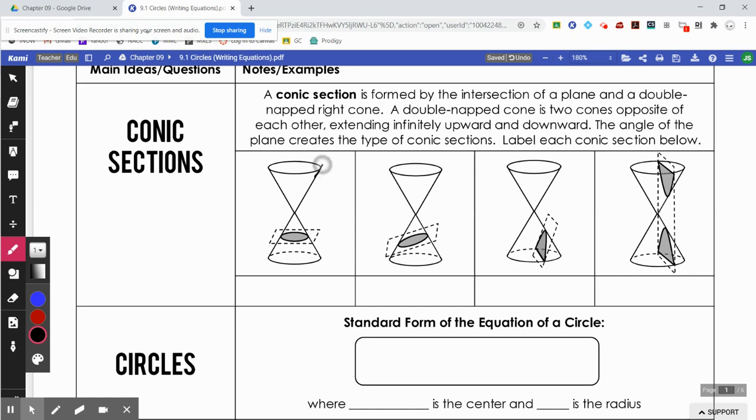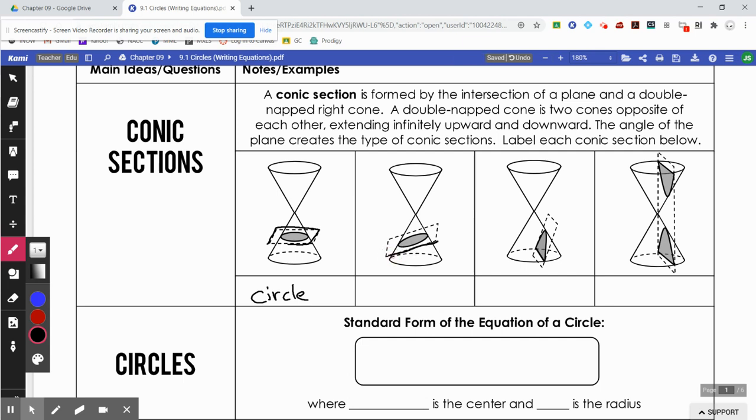So this thing doesn't stop here. It keeps going up. So extending infinitely upwards and downwards. The angle of the plane creates the types of conic sections. So let's label each conic section below. If you have a plane that is parallel with the base of this cone here, this would be a circle. So that cross section in that cone is a circle.